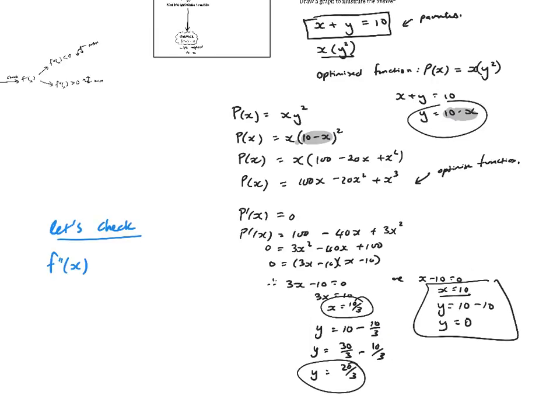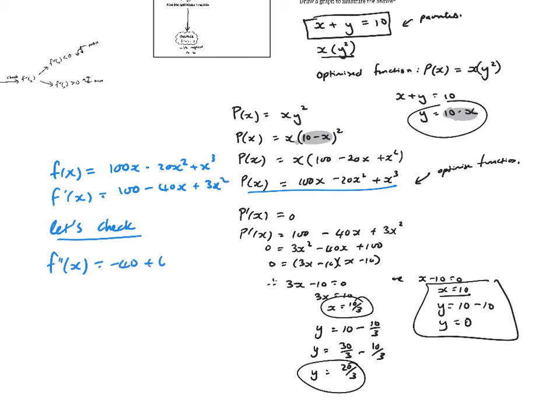Okay, so let's just double check these answers. I think it's a good habit to double check them. The second derivative, okay, so our function was, what again? Optimized function was this baby, yeah, all right? So it's 100x minus 20x squared plus x cubed. Then we said our first derivative was equal to 100 minus 40x plus 3x squared. Our second derivative, therefore, is going to equal minus 40 plus 6x, okay? So don't let it equal 0.